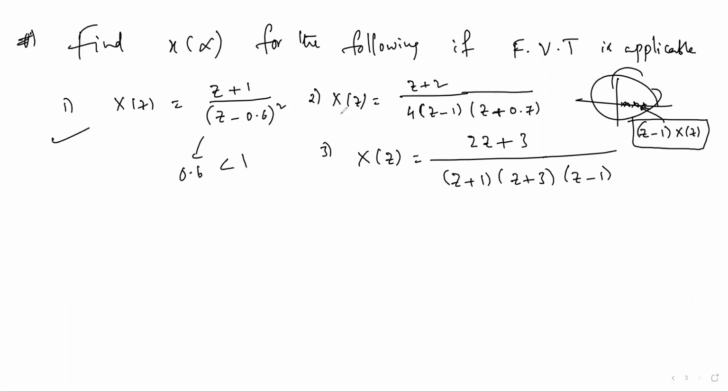Next, X(z) with (z minus 1)(z plus 0.7). For (z minus 1) X(z), the z minus 1 cancels, and the pole is at 0.7, within the unit circle. So for the second also, you can find x(infinity) by using the final value theorem. Third one, what happens? Here the z minus 1 cancels, but there are z plus 1 and z plus 3. One pole is on the unit circle and one pole is outside of the unit circle. So here it is not applicable.